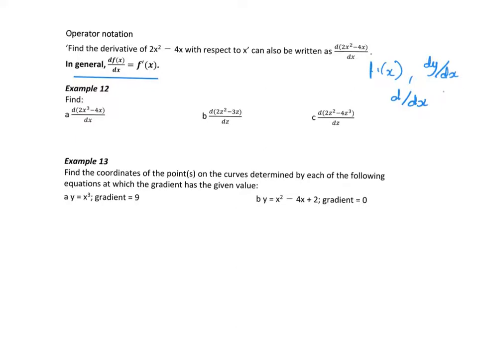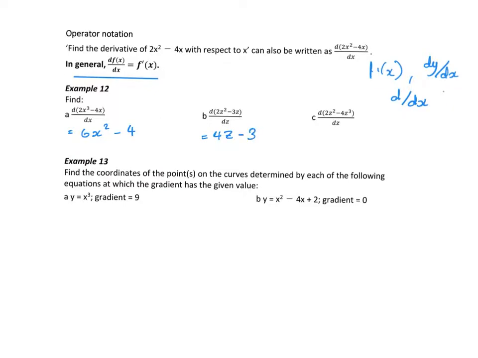So if we come down to this example, d of 2x cubed minus 4x dx is just basically saying, find, if y was equal to 2x cubed minus 4x, find dy dx. So 2 times 3 is 6x squared minus 4. The next one, d dz, differentiating the function with respect to z. And again, 2 times 2 is 4z minus 3.